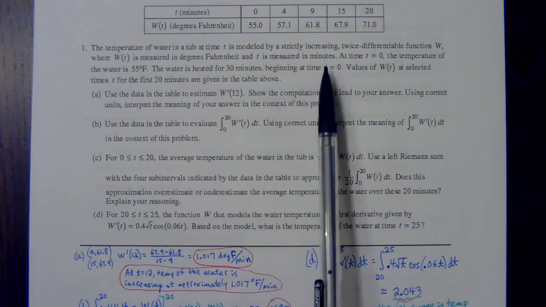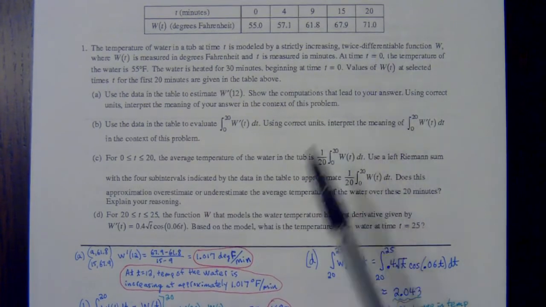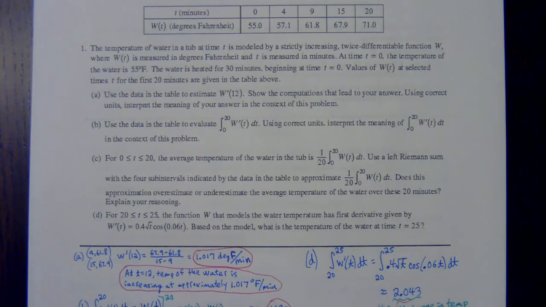But when you see strictly increasing twice differentiable function, twice differentiable, that just means your first derivative exists, your second derivative exists, everything's smooth and curvy. You ain't got nothing to worry about there. So that's just friendly stuff when you see that stuff. You don't even worry about it.